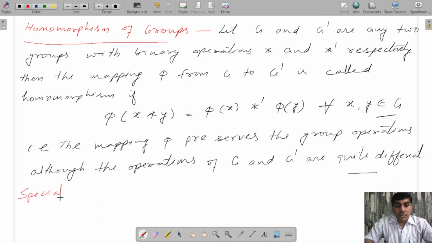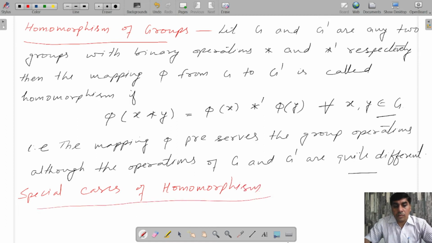Special cases of homomorphism. We are discussing some special cases of the homomorphism. That means the mapping is a homomorphism and satisfies one or more conditions, then they are called different types of homomorphism.